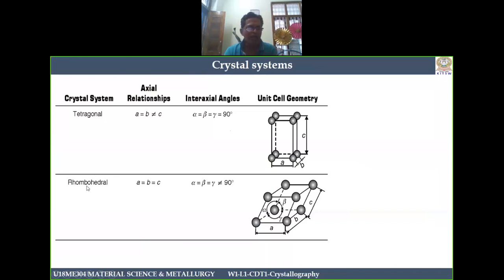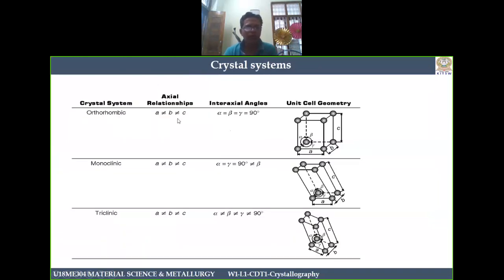Next system is rhombohedral. Here you can see it is similar to tetragonal, but angles are not equal to 90 degrees. A is equal to B is equal to C. It's like a cube, a cube tilted. A is equal to B is equal to C, but angles are not 90. Somewhat like a rhombus.